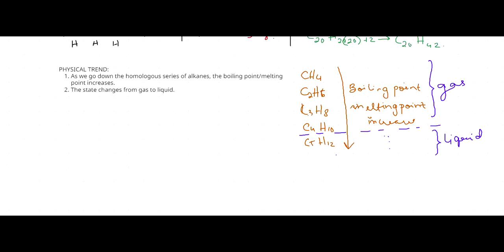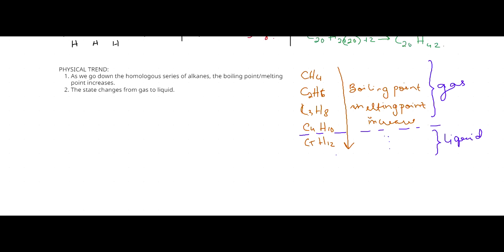As we go down the group, the state will change from gas to liquid. And specifically, you can be very specific about this answer. Up till butane, they are gases. After butane, we have liquids. So we have that special point. These are some of the physical properties that you should know.